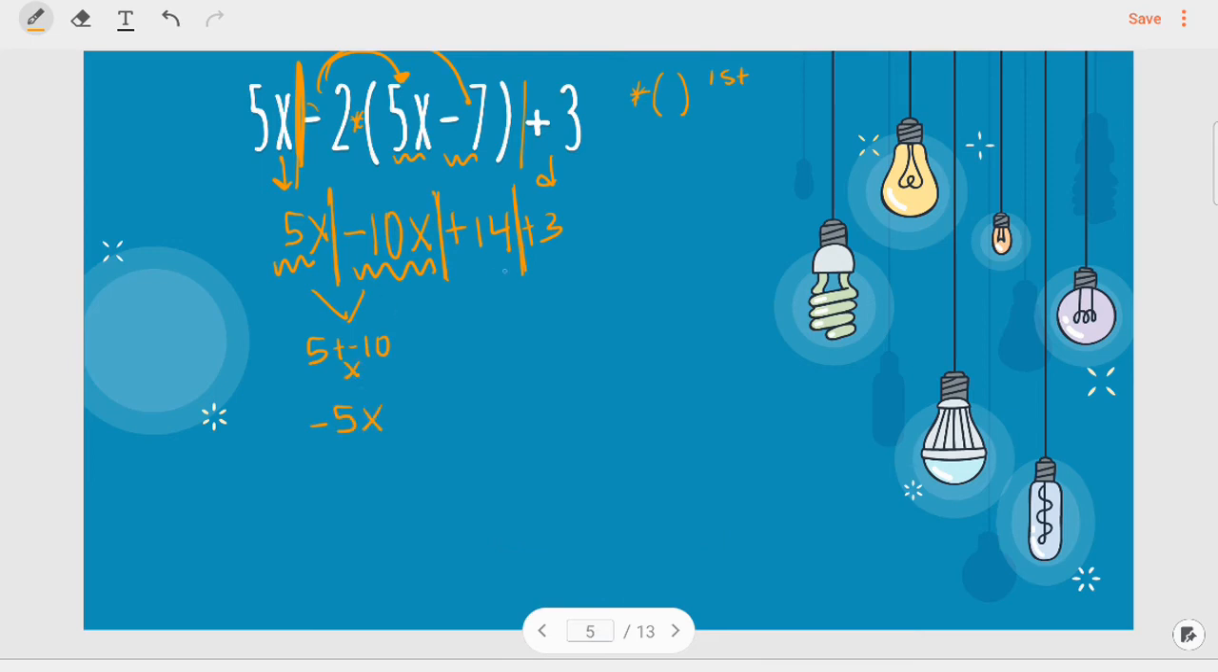So negative 5x. 14, any like terms with it? Yep. Positive 3. Those are like terms because they don't have any variables, and I'm going to combine those. 14 plus 3 is 17. And that's a positive 17. So I'm going to bring down positive 17 to my simplified answer. And that will be my final answer.